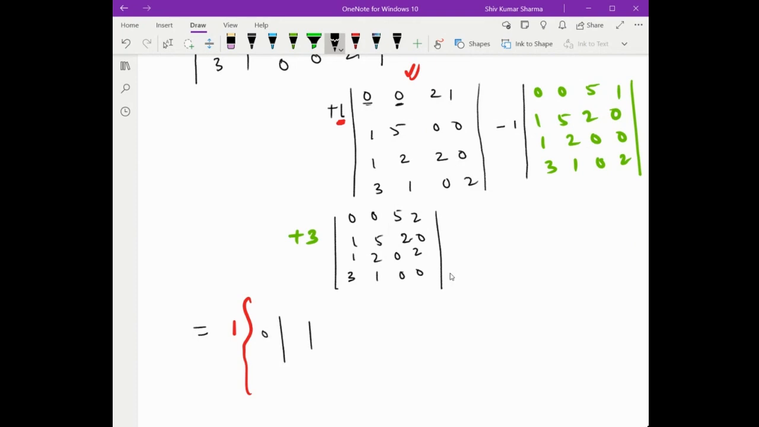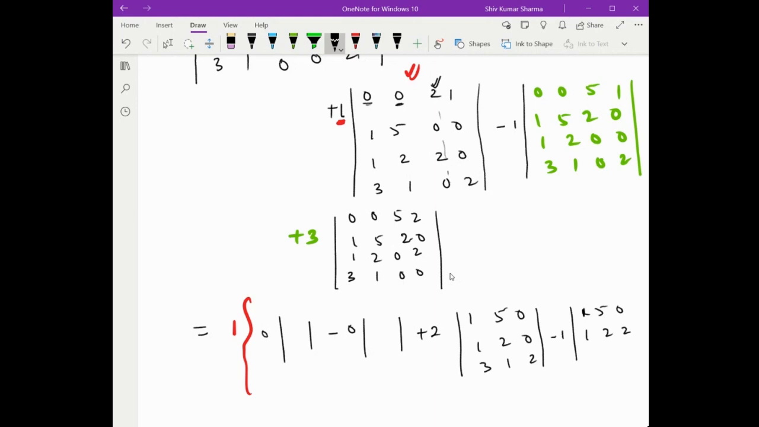So we can write 0 into determinant, and minus 0 into determinant, and plus 2. For this 2, we do not use this column and this row, so we write 1 5 0, 1 2 0, 3 1 2, and minus 1. For this minus 1, again we do not use this, so we write 1 5 0, 1 2 2 and 3 1 0. So this is completed for the first case.